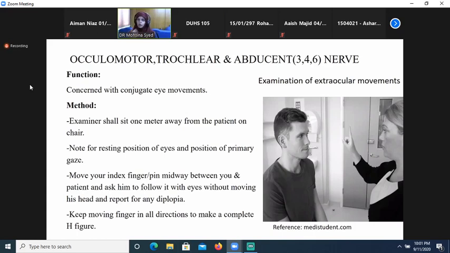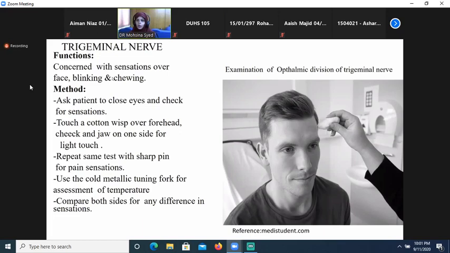Now the trigeminal nerve. The trigeminal nerve is concerned with the sensations over the face and with the chewing. Okay, now we ask the patient to close the eyes and check for sensations. 3 sensations we are going to check: the light touch, the pain sensation, and temperature.